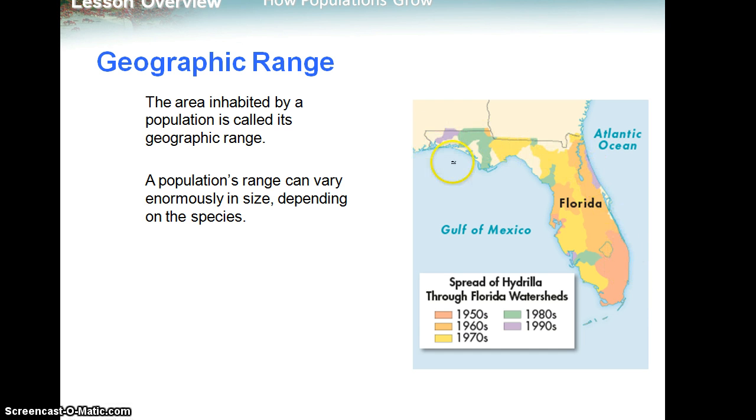overtaken all of Florida. And that seems like a fairly large geographic range, but if you think about species such as the white-tailed deer, which inhabits just about all of North America, that geographic range is much larger than that of the hydrilla. So when we talk about a population, we want to talk about its geographic range and where that area in which that species inhabits stops.